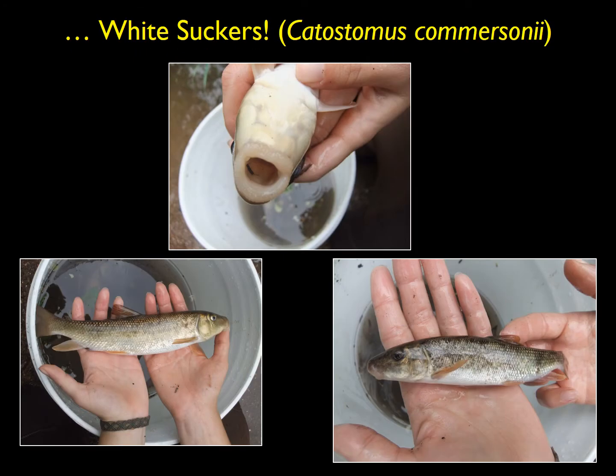There's a fish called the white sucker, Catostomus commersonii. There were tons of these in there. So they were living just fine, and they were feeding on organic matter, whatever they could get on the bottom of that stream.